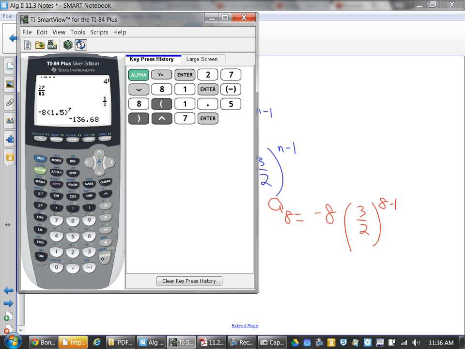I tried to, it didn't work. If it asks you for a fraction, you just hit math, enter, and it should give you a fraction.